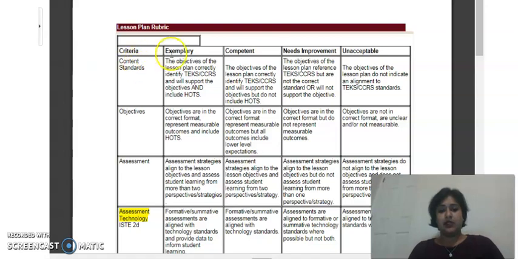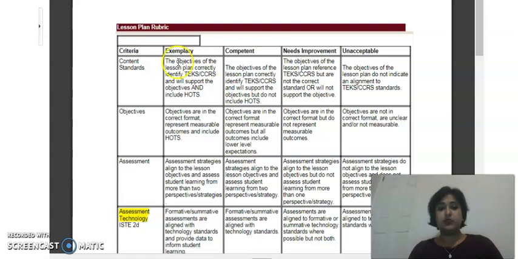So your exemplary is 9 points, competent is 7, needs improvement is 5 points, and unacceptable is 2 points. The total points is 100 for this, and you have 25% off per day per assignment late as your late work.